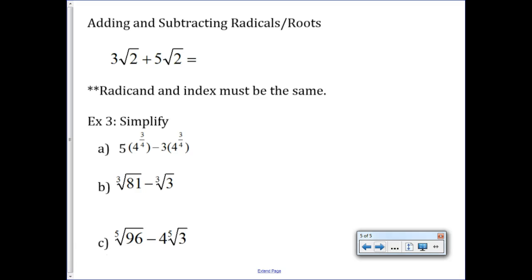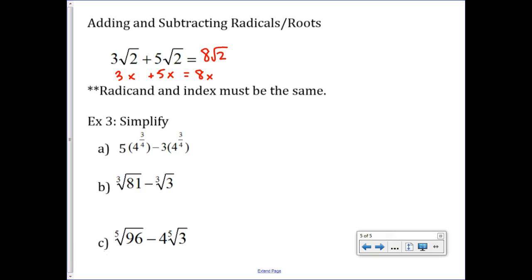Alright, last piece we are looking at then is adding and subtracting radicals and roots. So just like when we add with the square roots, we have 3 square root of 2 plus 5 square root of 2. That sort of works like 3x plus 5x would give us 8x. Same way here, 3 radical 2 plus 5 radical 2 is 8 radical 2. Radical 2 just comes along with it. So the radicand and the index must be the same to be able to add these together.